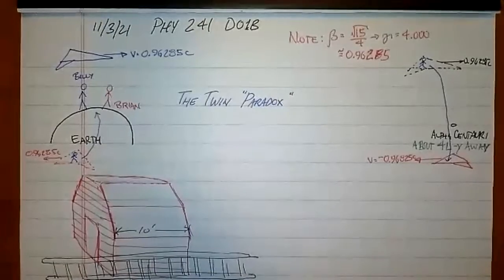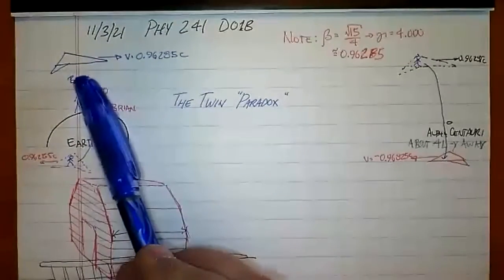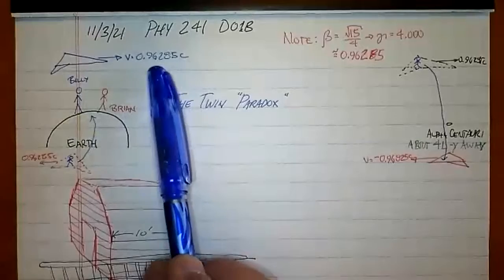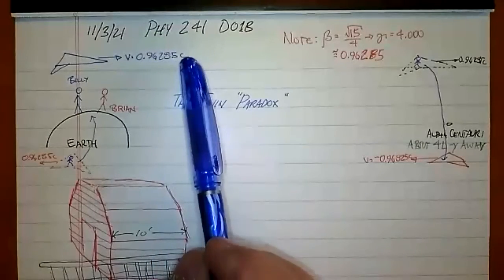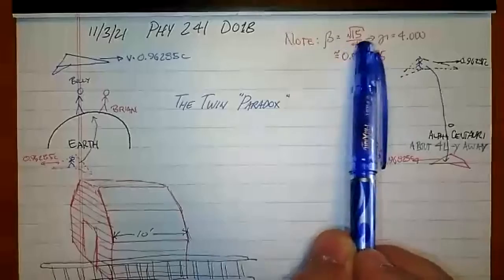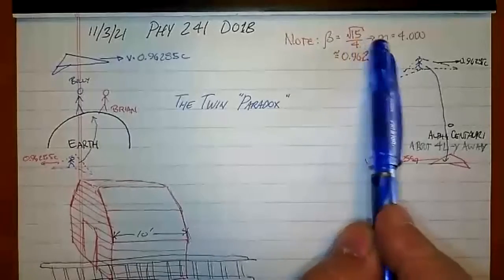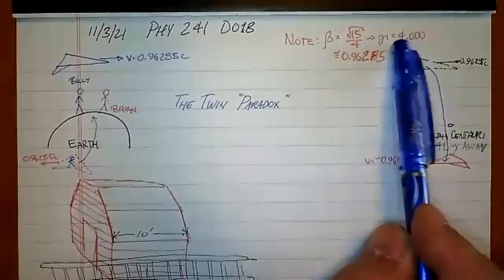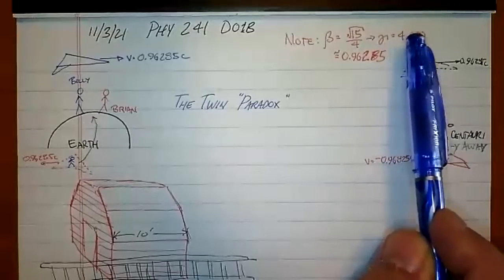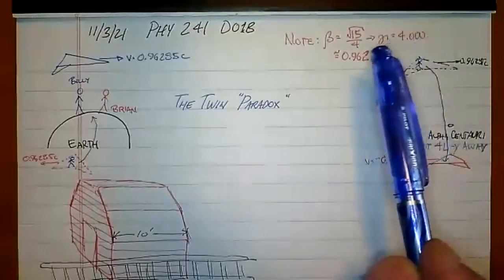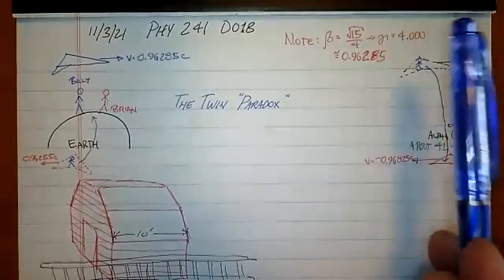What's going to happen is this spacecraft right here is flying by at 0.96285 times the speed of light. That's actually root 15 over 4, and that causes a gamma factor equal to 4, which you can look at in your spreadsheet if you made one, or look back in the last video at my spreadsheet and see that's what gave you 4 for a gamma factor.